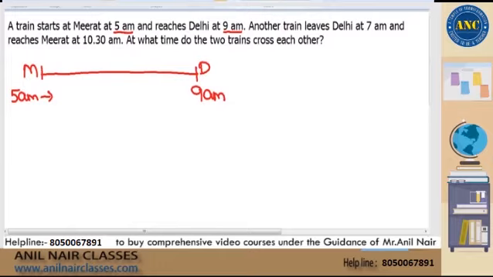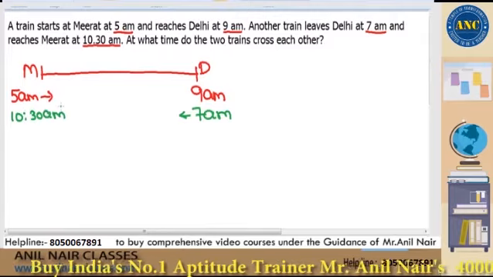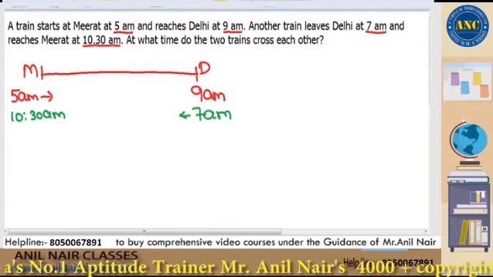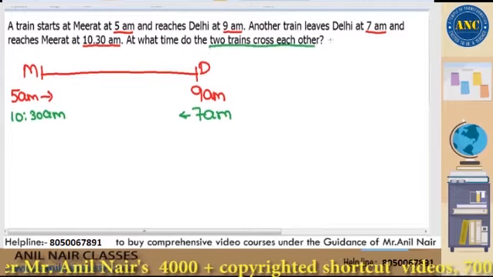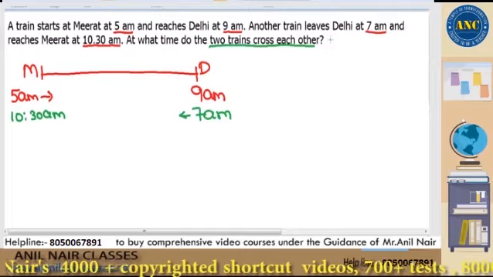Next statement. Another train leaves Delhi at 7 a.m. and reaches Meerut at 10:30 a.m. Right? From Delhi it will start at 7 a.m. and reach Meerut at 10:30 a.m. Your question is, at what time do the trains cross each other?